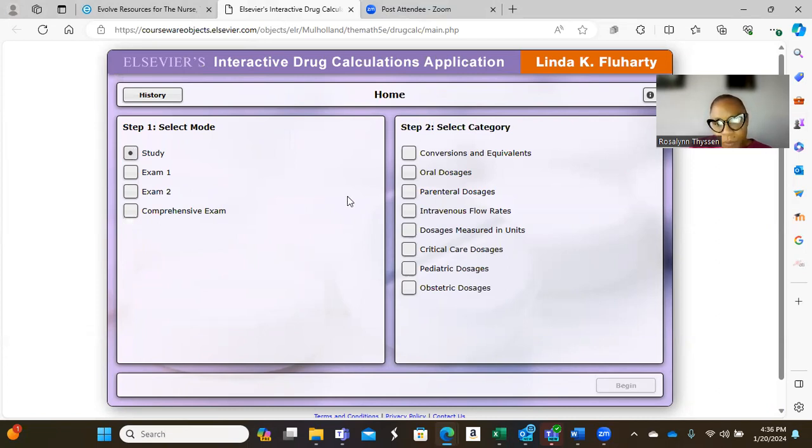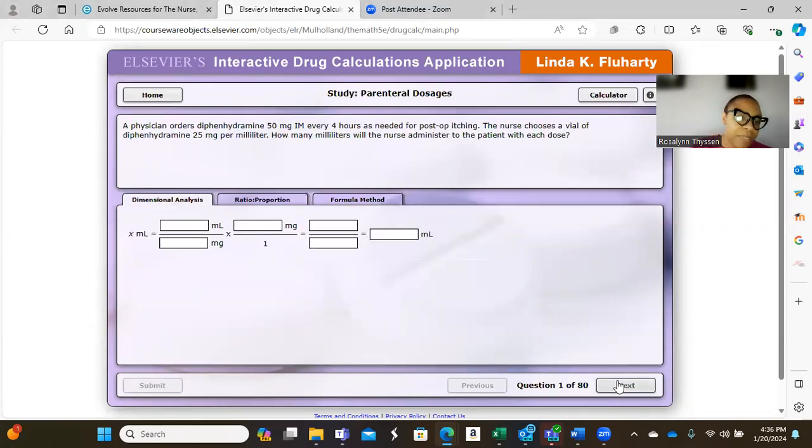We're going to go to parenteral dosages. Again, same type of problem, same steps. Parenteral just means it's something where I'm using a needle. So it could be for like a sub-Q injection. It can be for IM injection, intradermal. All right. So this is very similar.